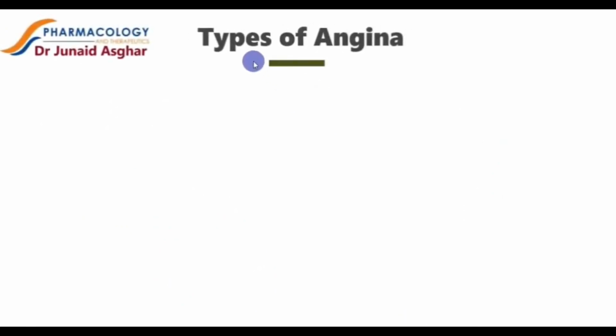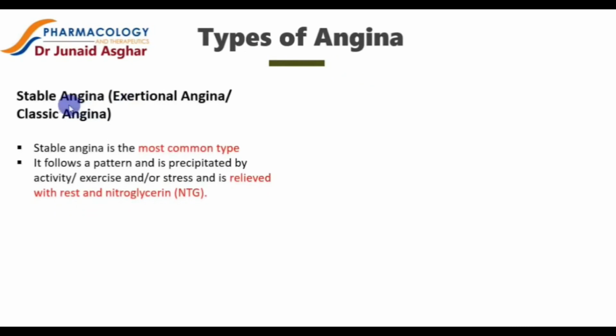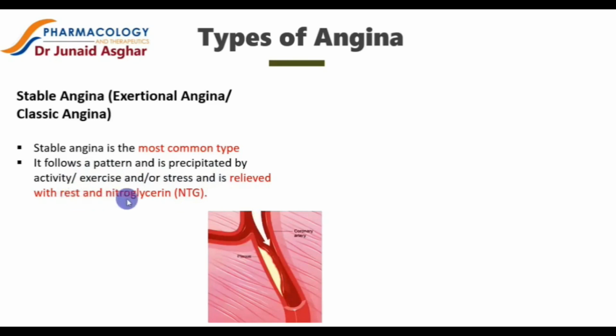Now, let's see what are the different types of angina. So the first one is stable angina. We also call it exertional angina or classic angina. The stable angina is the most common type, and it follows a pattern and is precipitated by activity, or aggravated or worsened by activity or exercise or stress, and is often relieved with rest and nitroglycerin. So if the person has some rest or takes nitroglycerin or puts this nitroglycerin or NTG tablet underneath the tongue, the condition can be relieved.